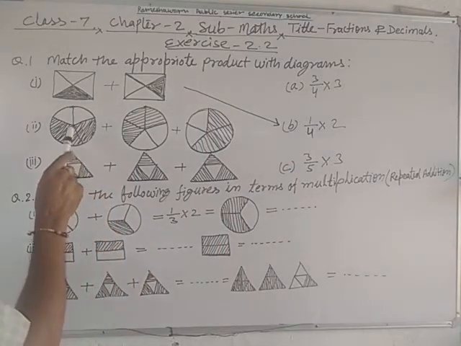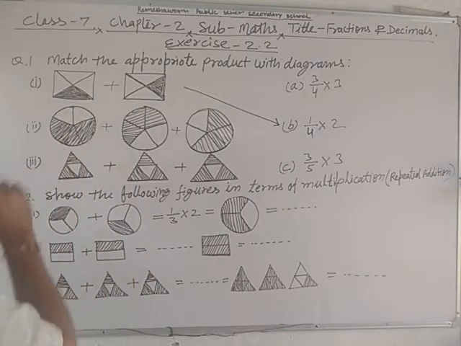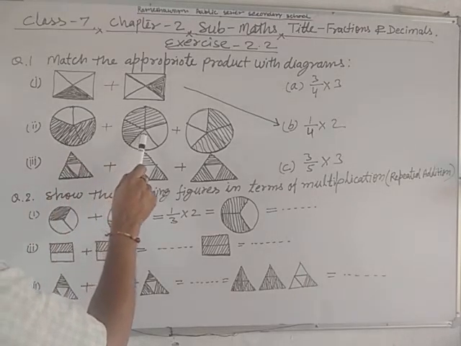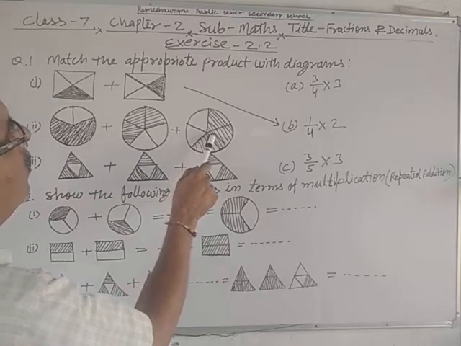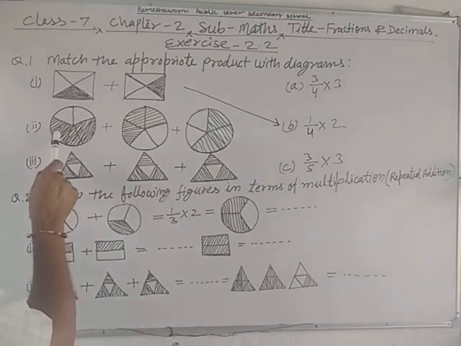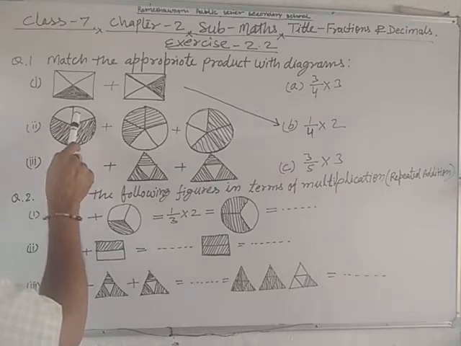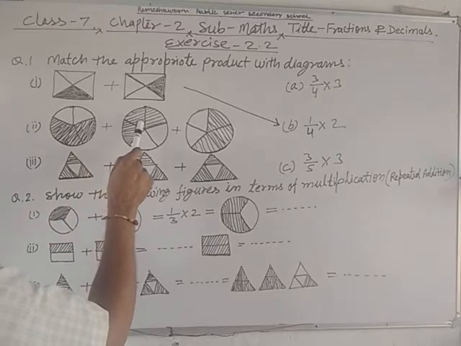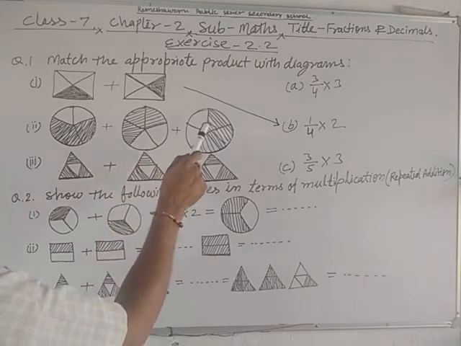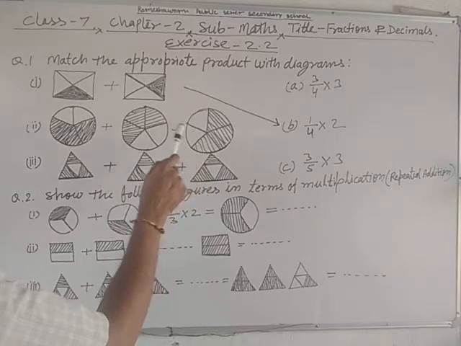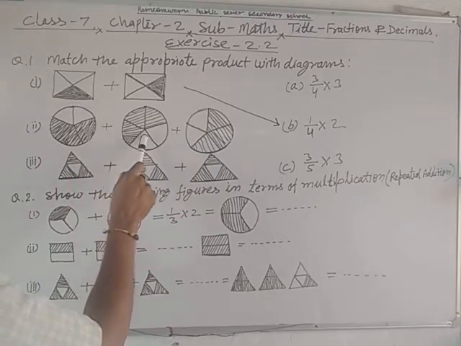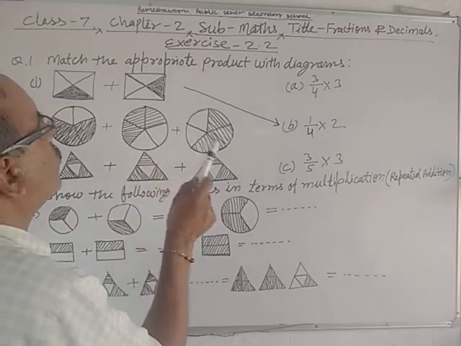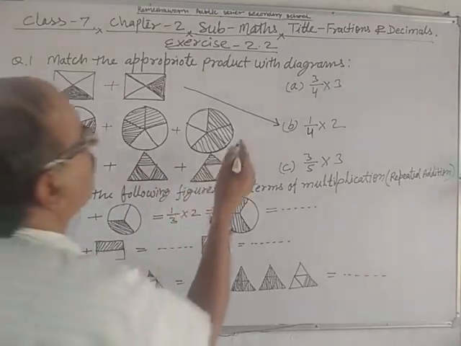This is the 1, 2, 3, 4, 5 part. This figure has 5 parts, and this figure has 5 parts, and this figure has 5 parts. 3 parts are shaded in this figure. So 3 upon 5, and this is also 3 upon 5, and this is also 3 upon 5. 3 upon 5 plus 3 upon 5 plus 3 upon 5, 3 upon 5 into 3. So the right answer is C.